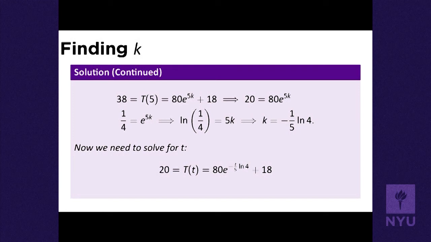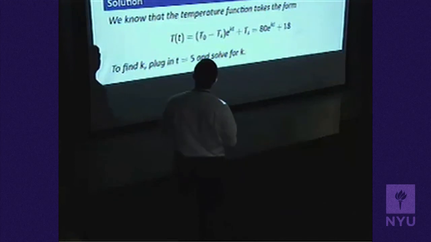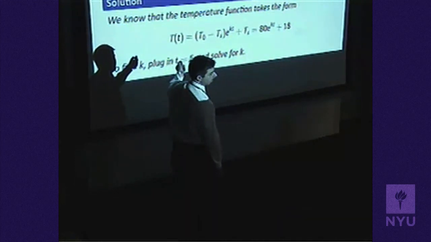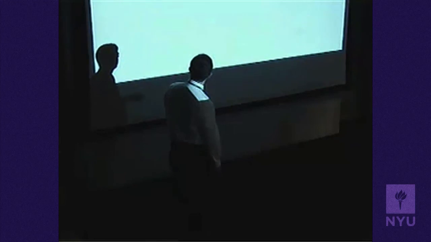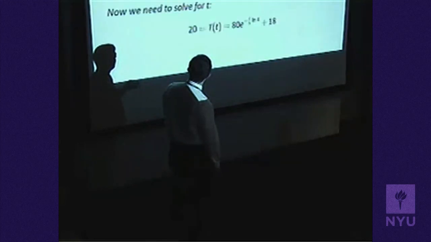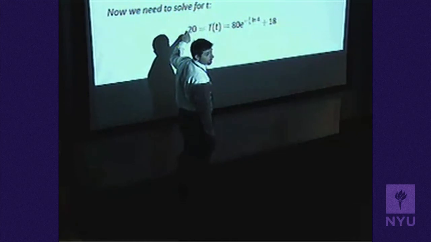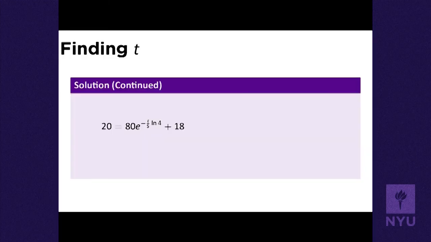Should it still be 38 on the other side? Let's go back to the problem. Okay, we're looking for when the temperature is 20. So we do want the 20. We want the value of t for which T of t is equal to 20. Okay, so let's go ahead and solve that.